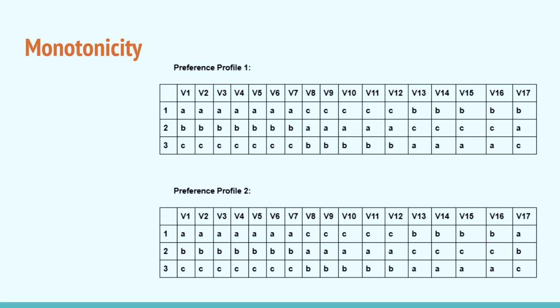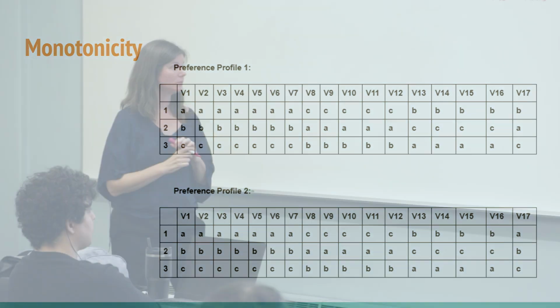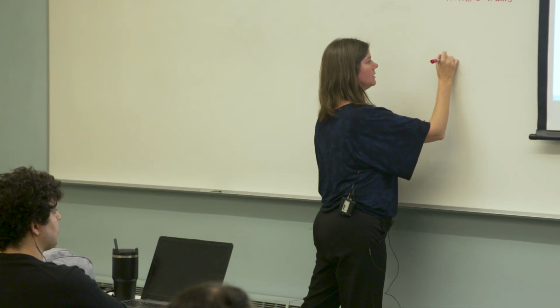So if I eliminate B, these are gone, these are gone, this is gone. So these right here are now the first place votes for 13 through 16. So who wins that one? C. C wins. So C wins that second one.